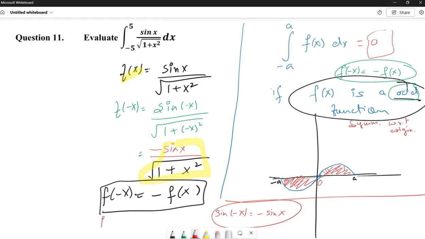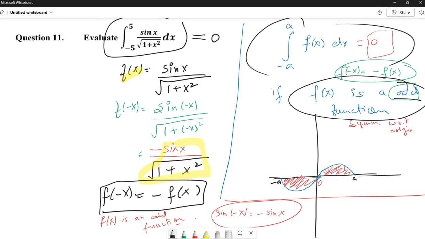That means f of x is an odd function. If f of x is an odd function, then this integral which we need to calculate is 0. So using the property, okay.